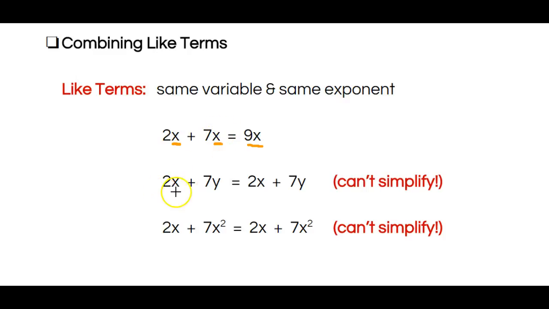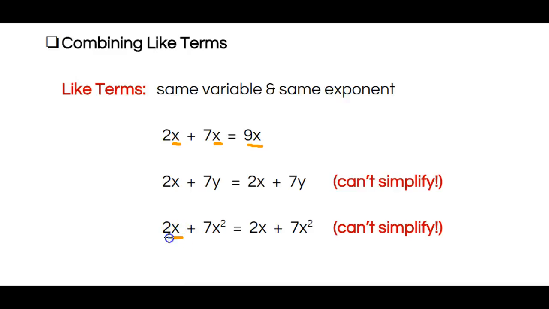So if I had 2 x's and 7 y's, then I could not add them together. It's like saying 2 apples and 7 oranges, right? I can't simplify that, so I would simply write the expression the same as it started with. There's nothing to combine there.